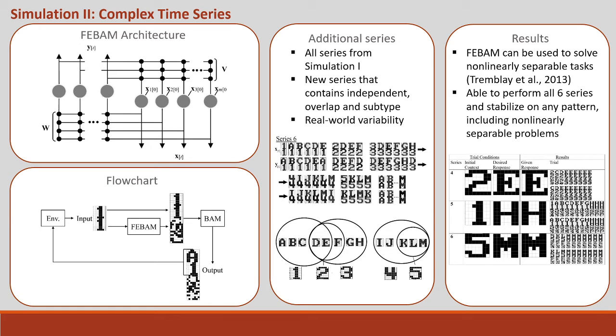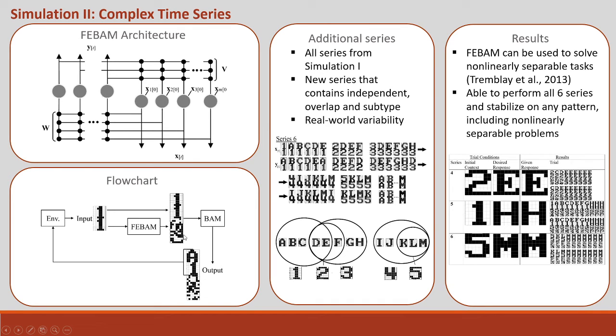Previous works have shown that a feature extraction bidirectional associative memory, or FBAM, can be used in combination with the BAM in order to solve nonlinearly separable tasks. This extra unsupervised layer is used to extract features from the inputs and create a unique representation. This representation is then appended to the stimulus before being learned by the BAM.